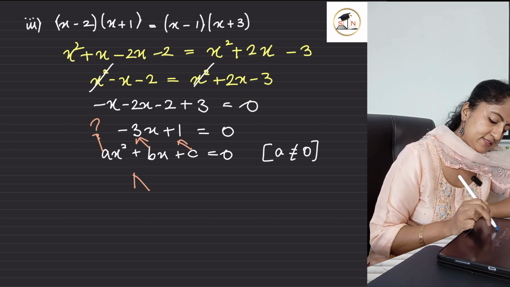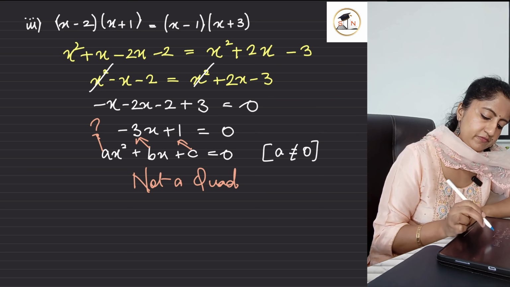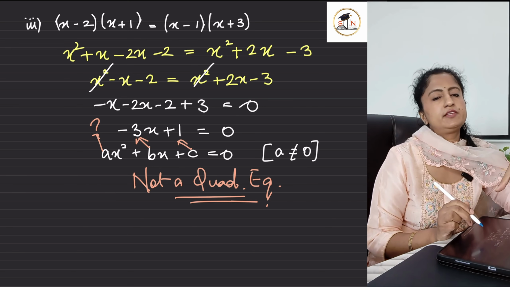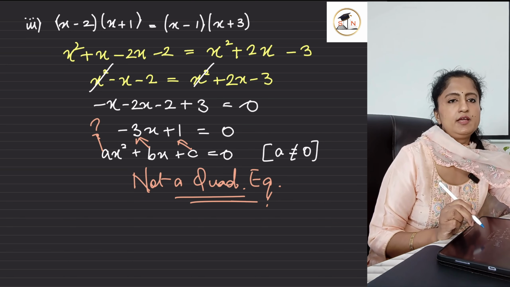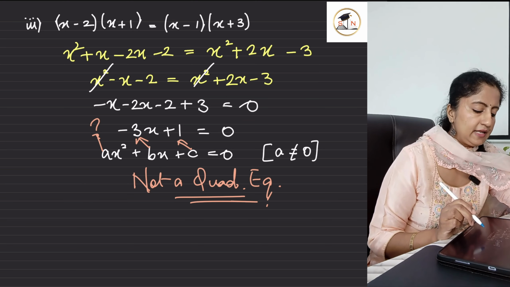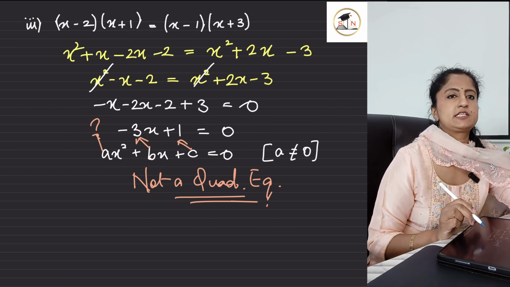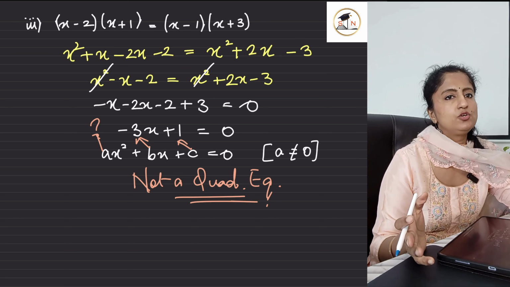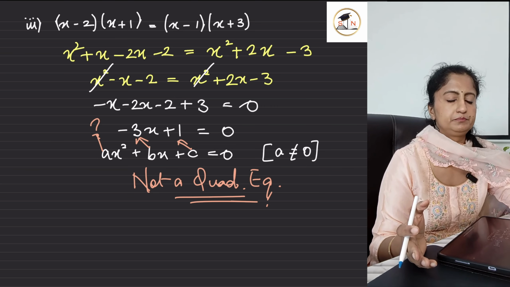That means it is not a quadratic equation, because we are not left with any term for x square. So this is how you have to solve and then check whether it is actually a quadratic or not. In the beginning, yes, it appeared that the expressions were going to result in x square. But since it resulted on both sides with the same coefficients, it got cancelled and we were not left with any quadratic equation over here.